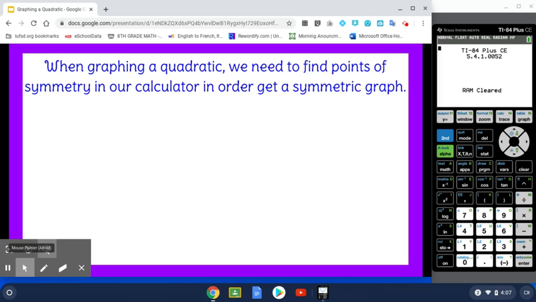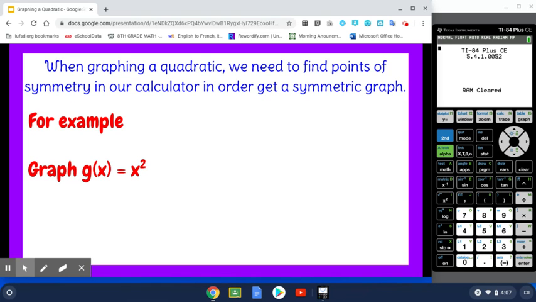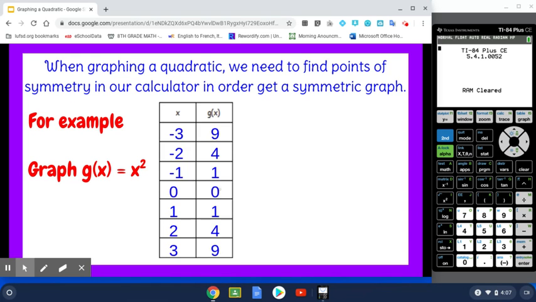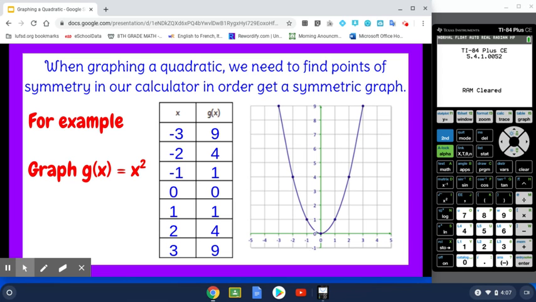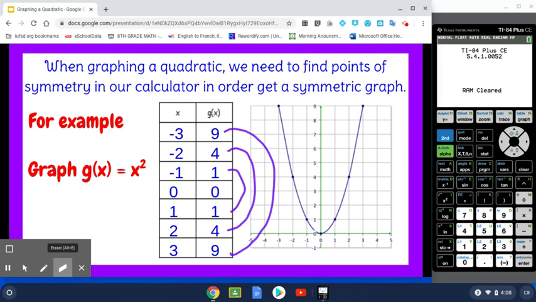All right, so for example, when you graph g of x equals x squared, you would put it into your calculator, you'd get your table, and then when you graph it, you should get a nice symmetric graph. Remember, we get that rainbow effect here, okay? It's those points of symmetry. All right, so let's try one together.